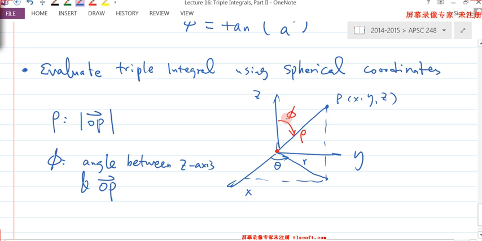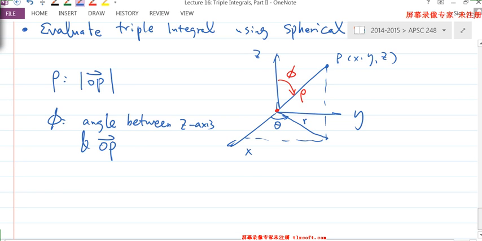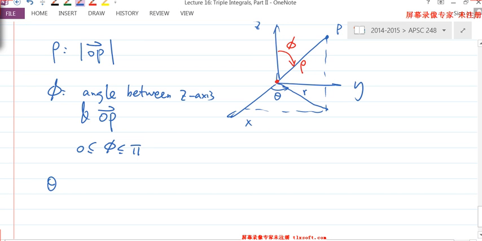And this is always a positive direction here. As I'm going to show you, phi is constrained to be between 0 and pi. I'll explain this shortly, but for now, just remember, phi cannot be more than 180 degrees, and cannot be less than 0 degrees. And the last variable for spherical is theta, which is this one here.